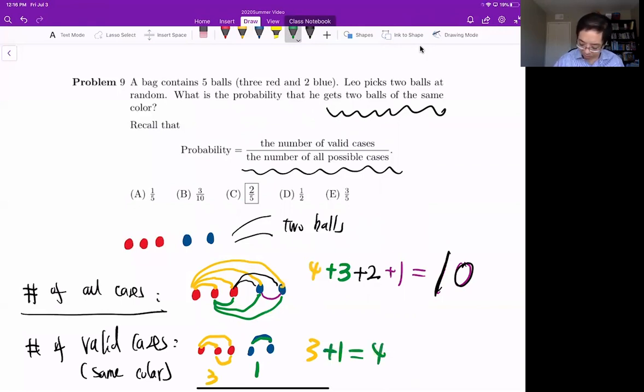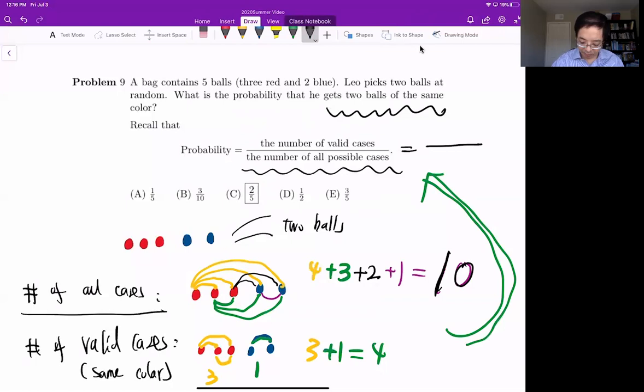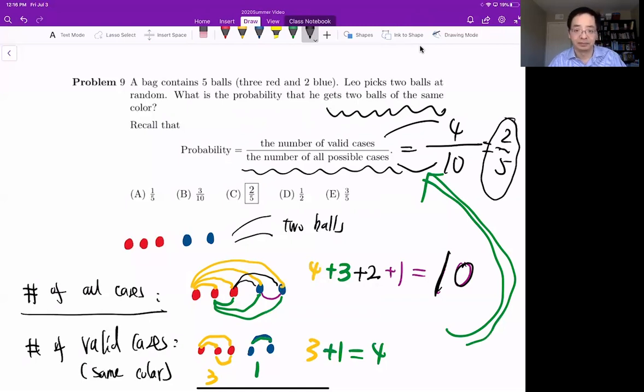Okay, now we just plug those things back into the formula. The formula is, as I said, a fraction. So it's the number of valid cases, which is 4, right here, and the number of all cases, which is 10. So it's just 4 divided by 10, and that is 2 over 5. So this is the probability. All right. So as I said, keep this in mind.